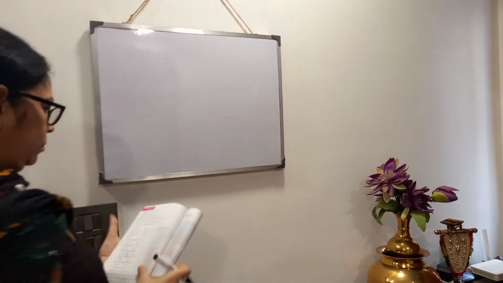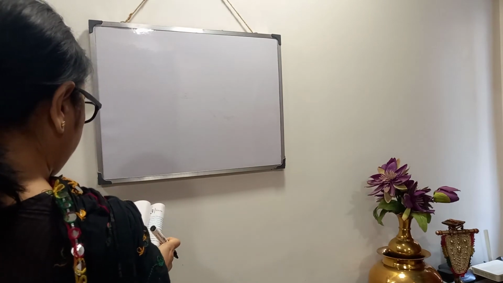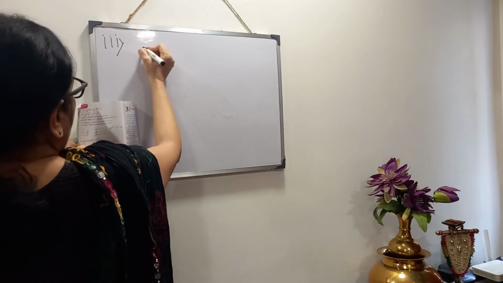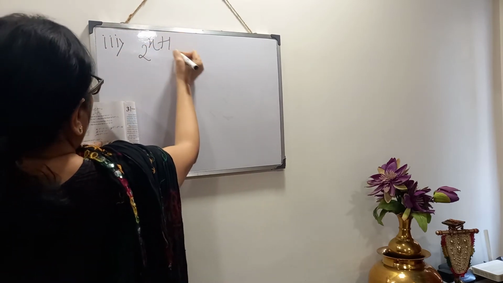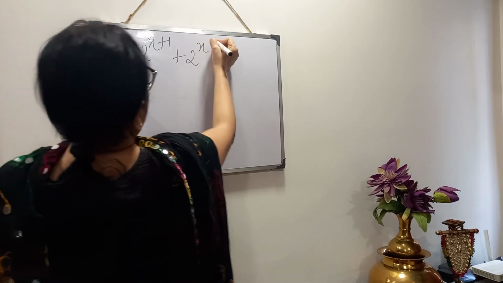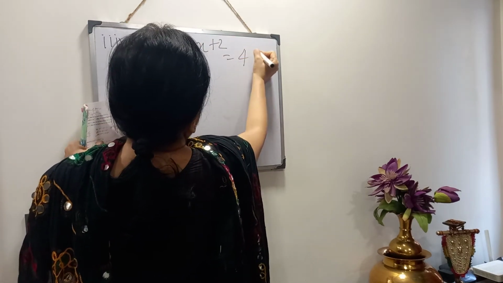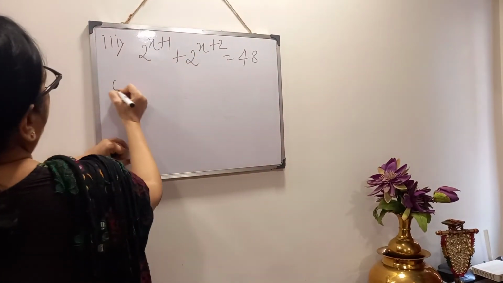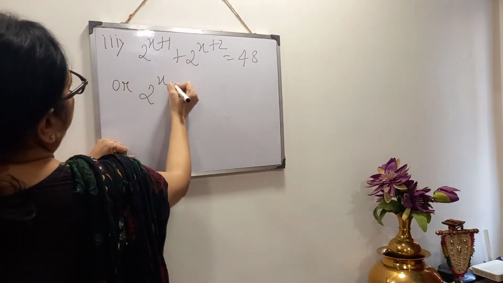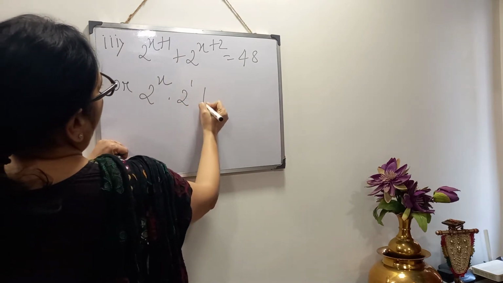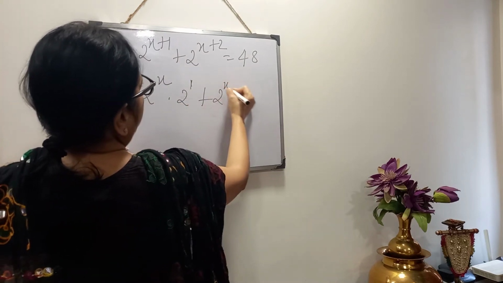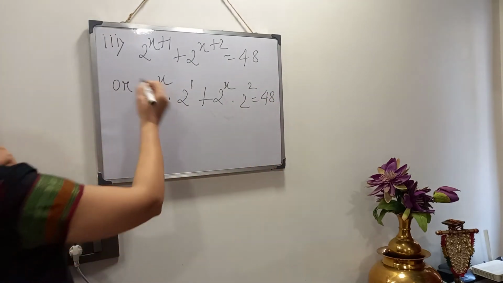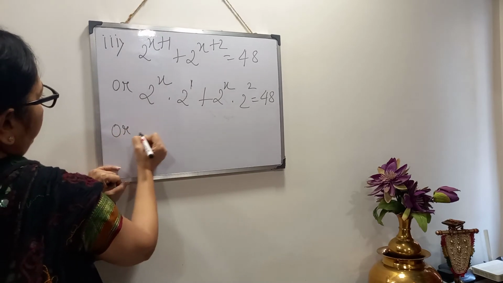It is also similar to number 2. 2 to the power x plus 1 plus 2 to the power x plus 2 equals 48. Now you see, we will break again in this form. 2 to the power x into 2 plus 2 to the power x into 2 square. Right hand side 48. Then again 2 to the power x is common, so we can take common.